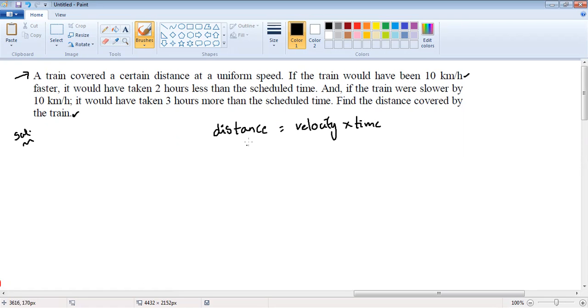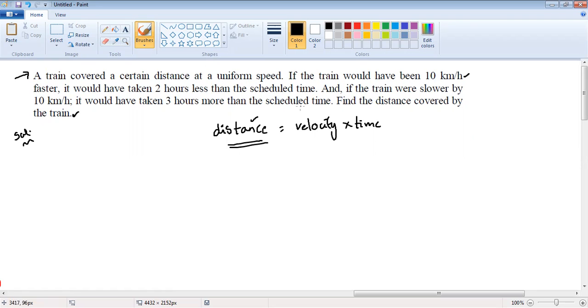Distance is equal to velocity into time. A train covered a certain distance at a uniform speed. So we don't know the distance. If the train would have been 10 km per hour faster, it would have taken 2 hours less than the scheduled time.